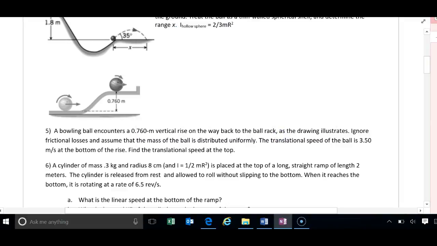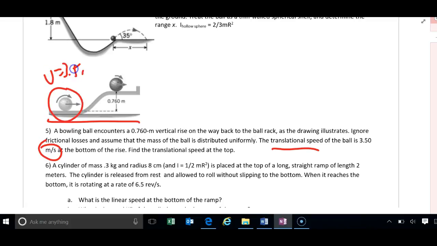All right, number 5. A bowling ball encounters a hill, as seen in the diagram here, on the way back to the ball rack. So this is the one where the ball comes back to you. Ignore frictional losses. See the mass? Translational, that's linear, or you can see it with the units, meters per second at the bottom. So I know down here the velocity is 3.5 meters per second. Find the velocity at the top.